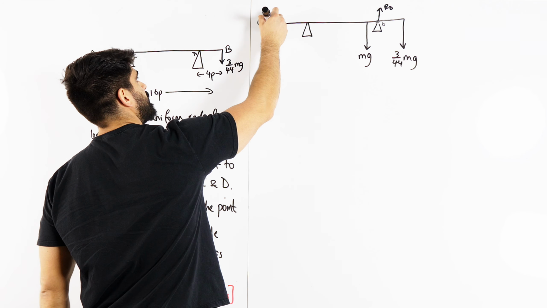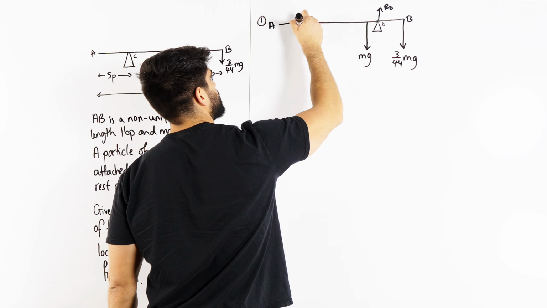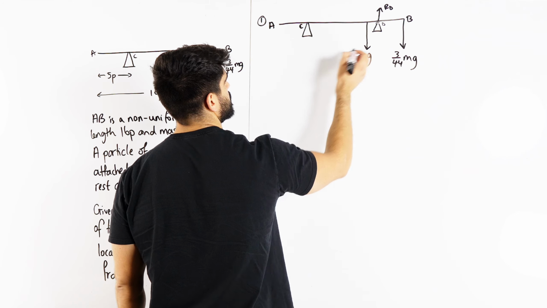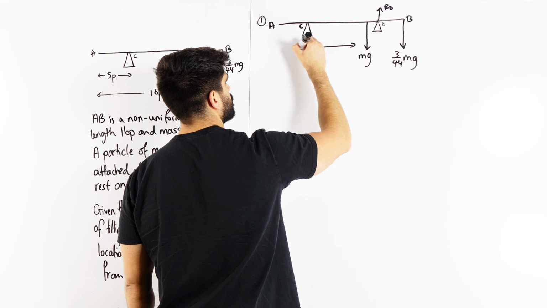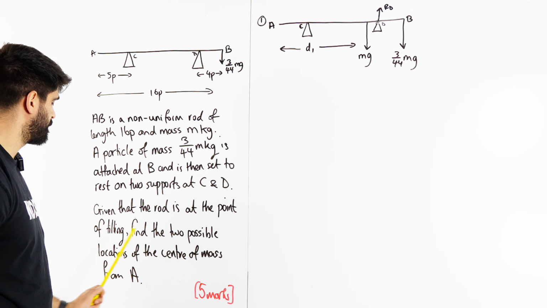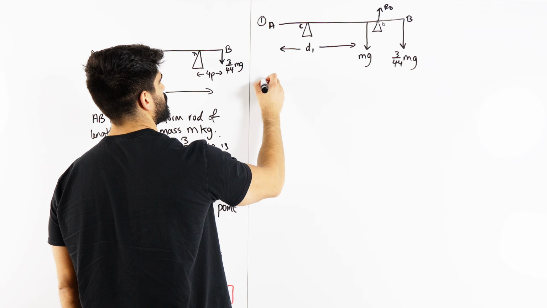All right. So we have A and B, and here we have C. Let's just say the distance between A and this center of mass is D1. Okay, because they said find the locations of the center of mass from A. So we're going to call that D1. Now let's take a look at the second situation.